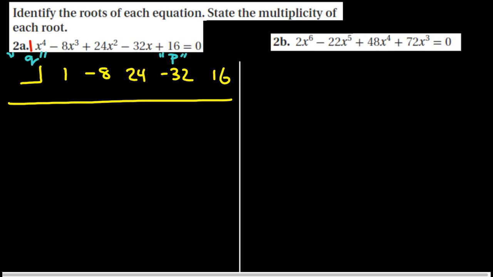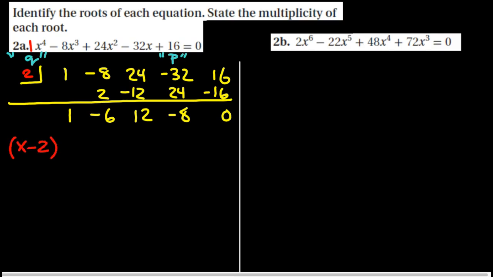Yeah, good. So let's try 2. Let's put a 2 in there. And so we got 1. 2 times 1 is 2. Negative 6, negative 12, positive 12, 24, negative 8. Okay, it works. So we determined that x minus 2 is a factor. And what I have left is this leftover stuff here. This would be x cubed minus 6x squared plus 12x minus 8.